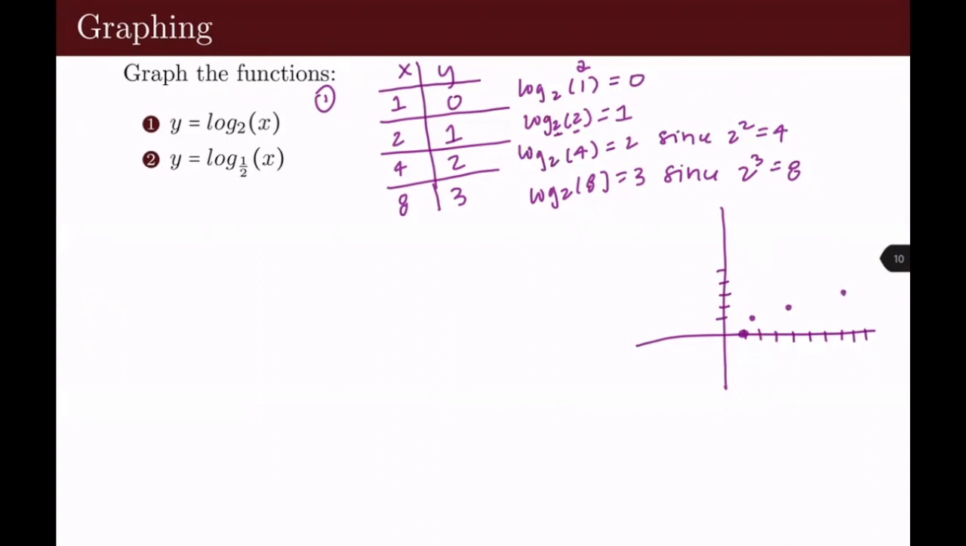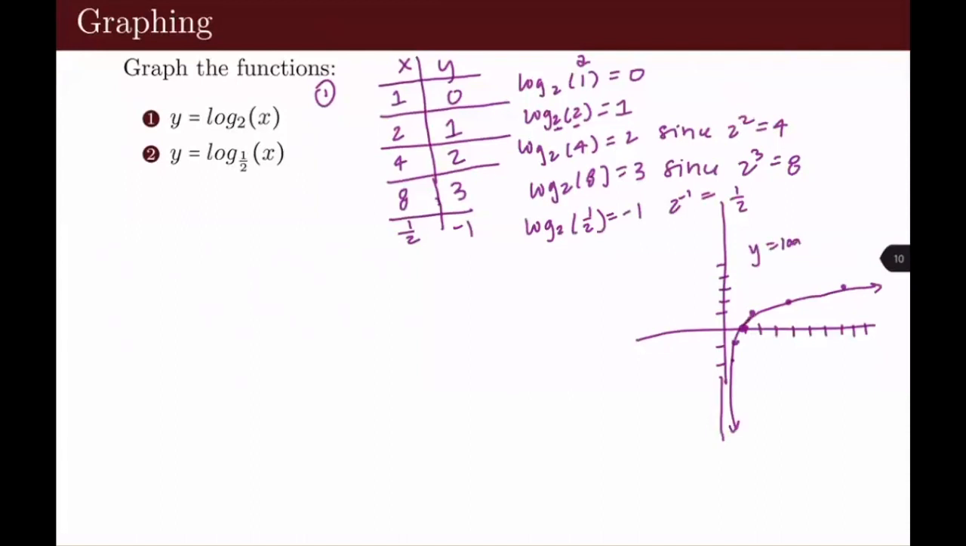Now I am missing something. Because what happens if I plug in x is equal to, let's say, a half? Log base 2 of a half is equal to negative 1, since 2 to the negative 1 is equal to a half, right? We kind of just talked about that. So as I get closer to 0, I'm going to go down forever, right? So this is my graph of y equals log base 2 of x.